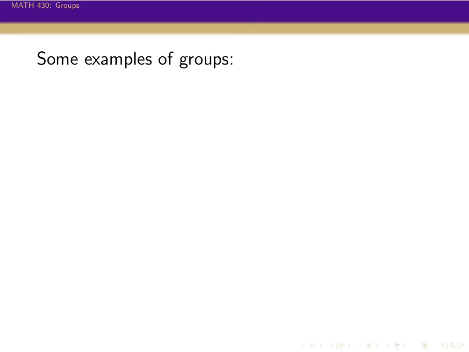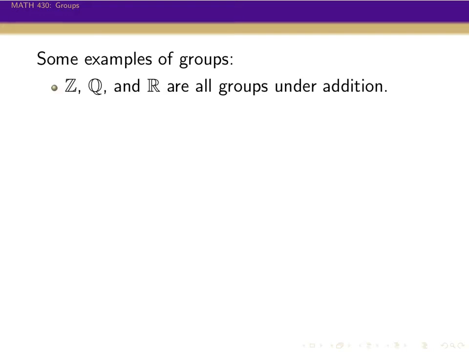So here are some examples of some common groups. Most of these you're familiar with or have seen at least once. So the integers, that's the blackboard Z. The rational numbers, that's the blackboard Q. And the real numbers, that's the blackboard R. Those are all groups under addition.